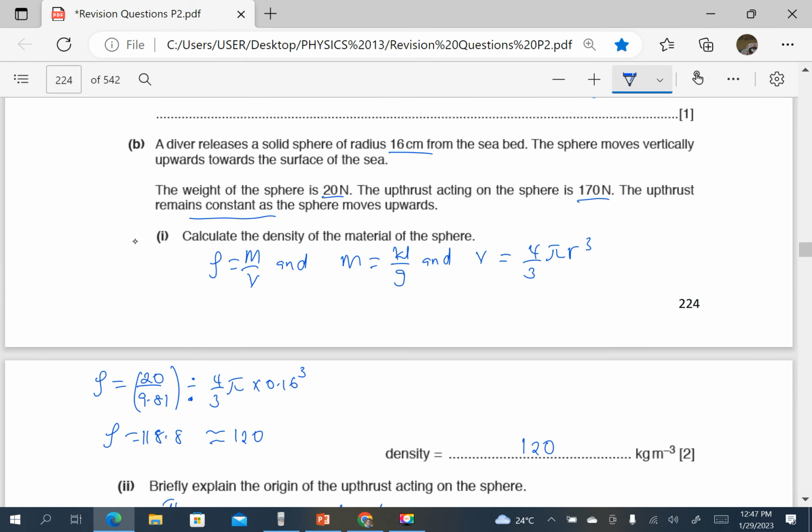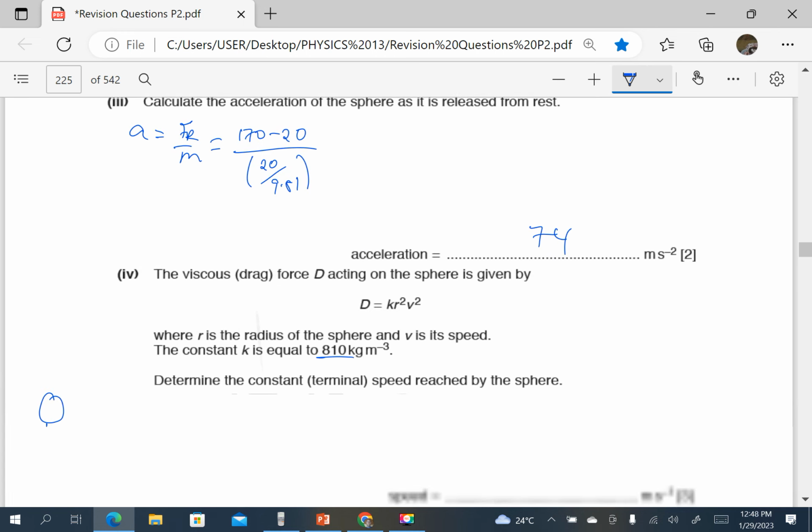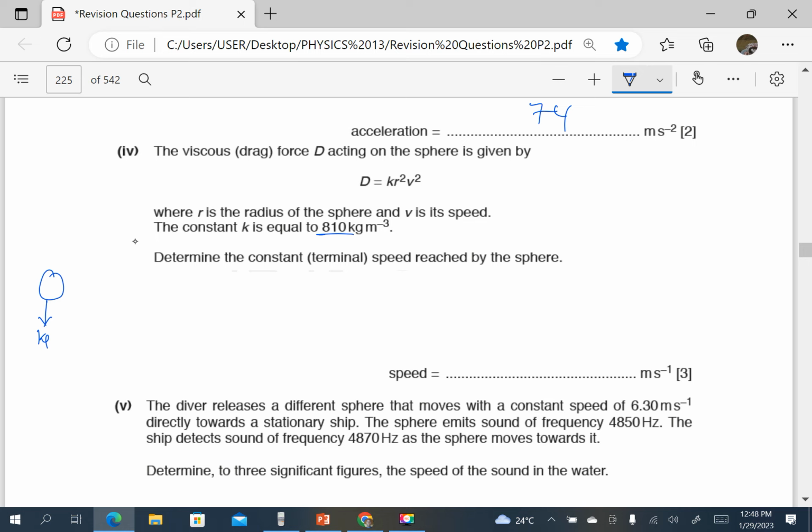A diver releases a solid sphere at the seabed, so it is rising upwards. Motion is upwards. So if motion is upwards, I'll use this for motion. It means viscous drag is downwards. That is, friction in the liquid is downwards. But of course, upthrust is upwards. So it means the weight plus the drag, if it reaches a constant speed, should be equal to the upthrust.